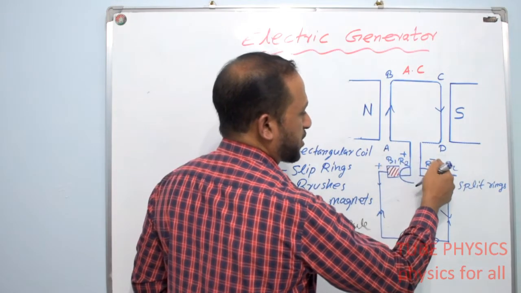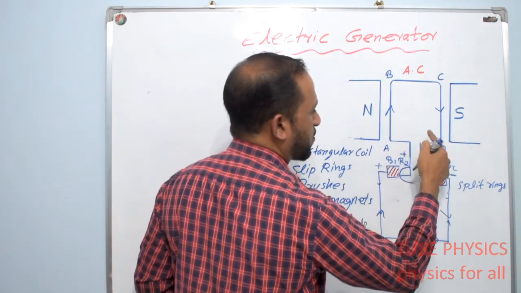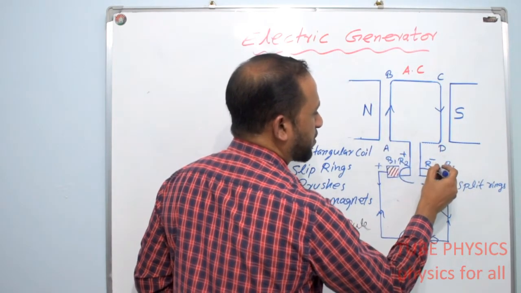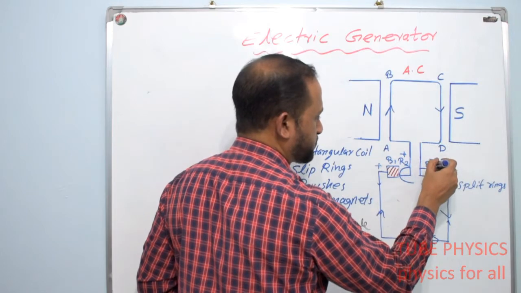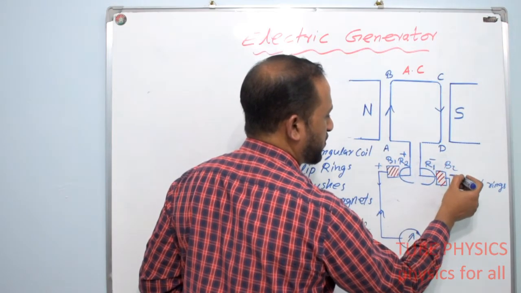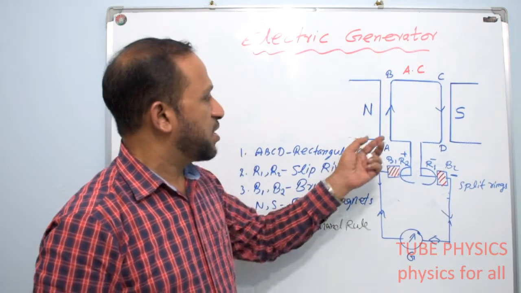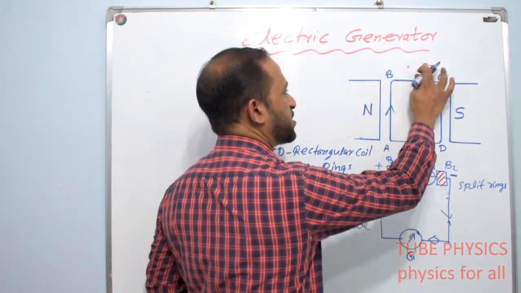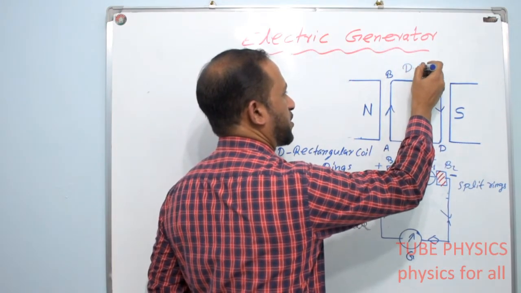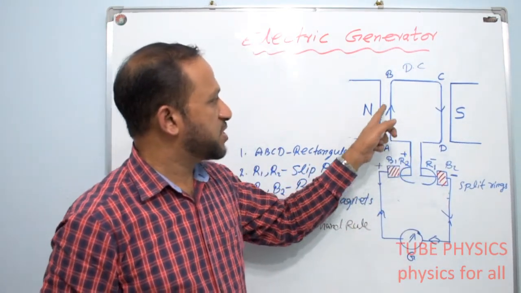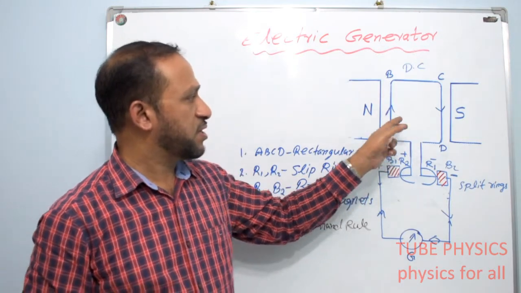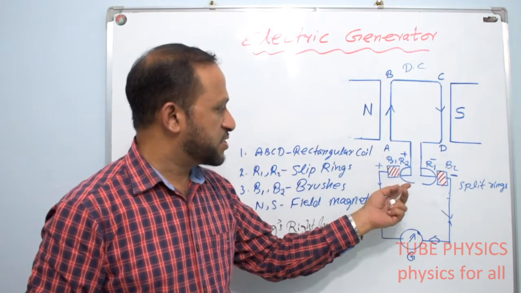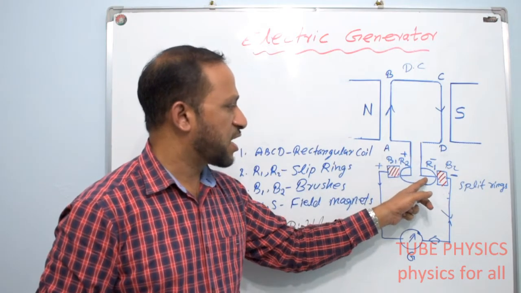And the ring R1 will reach this side, which means AB reaches here, and ring R1 also will reach this side. So when ring R1 reaches this side, it becomes negative because current will be flowing in the downward direction. So in the brush B2, we are still getting negative current. So in the armature, the rectangular coil ABCD of a DC generator, it is producing AC itself, alternating current itself, but externally it is converted into DC because of the interchanging of the rings R1 and R2.